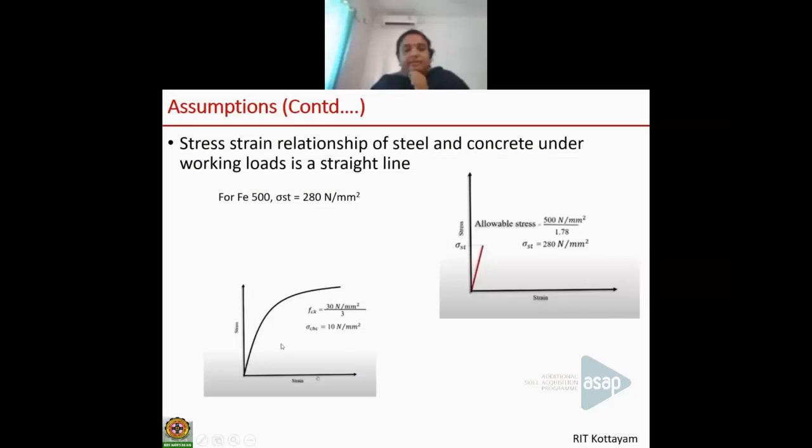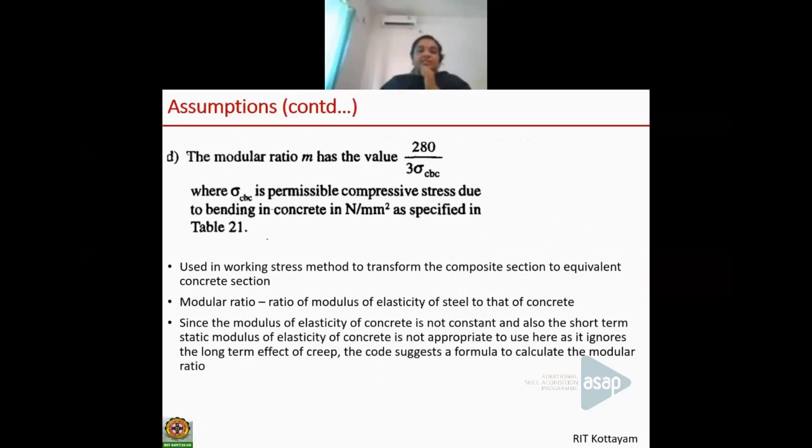Now, the modular ratio has the value of 280 divided by 3 sigma cbc, where sigma cbc is the permissible compressive stress due to bending in concrete. This concept might be new to you. Modular ratio is nothing but the ratio of the modulus of elasticity of steel to that of concrete. So, what is that? We will look into this one.